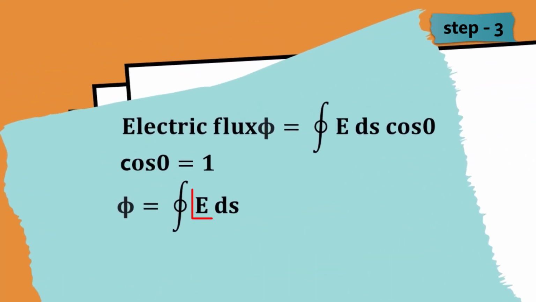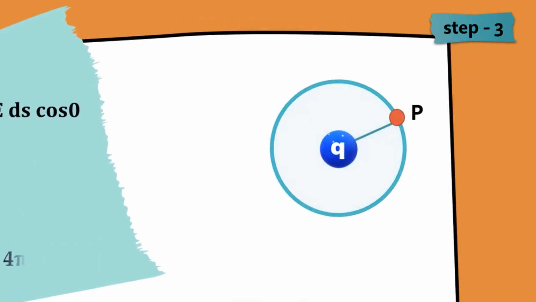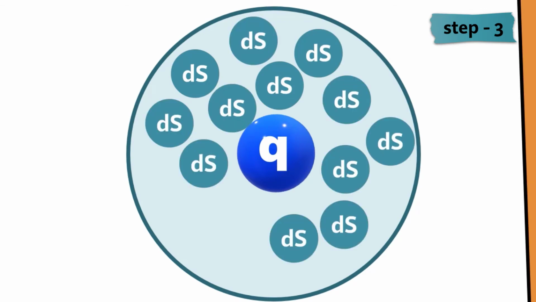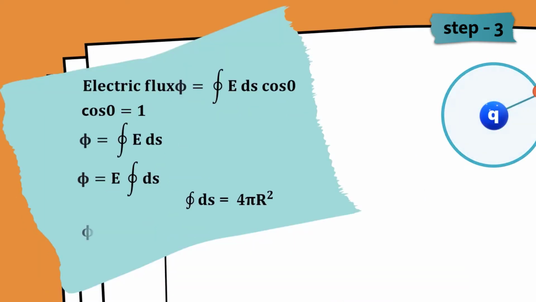Since the electric field is also uniform on the Gaussian surface, E can be taken out of the integral. Therefore, the electric flux equals E into integral ds. Integral ds is nothing but the area of the sphere. Therefore, integral ds equals 4 pi r square, which is the area of the sphere, and the electric flux phi can be written as E into 4 pi r square.